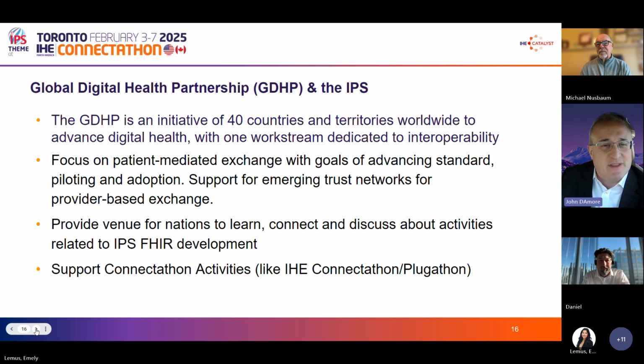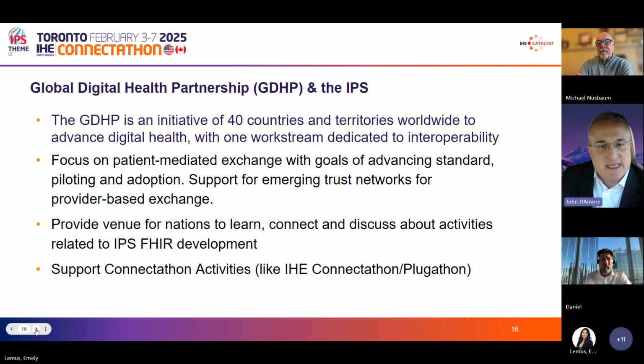So I think that this is my last one here, and I'll give a couple of closing remarks. But my work with the Global Digital Health Partnership, what is GDHP? Well, it's 40 countries, territories, and nations worldwide that have come together to advance digital health. There are 5 work streams associated with this, but one of them is focused on interoperability. And within that interoperability work stream, I'd say the IPS is the primary area where they're working. Not the exclusive, but it's one where we've seen the most adoption, most progress over the past several years.